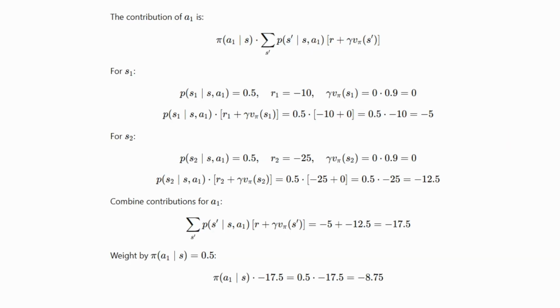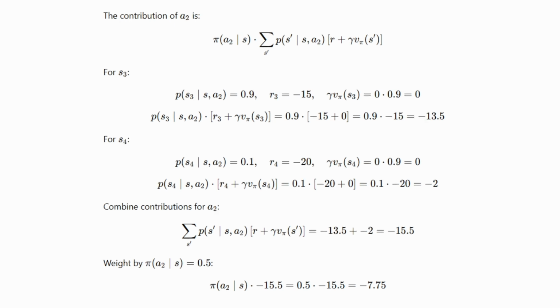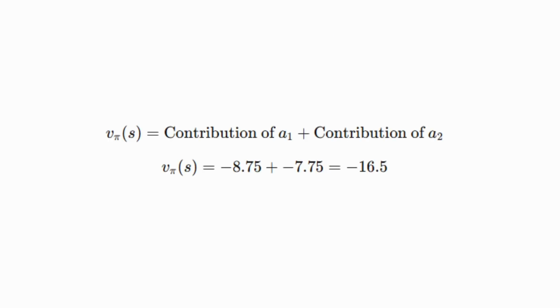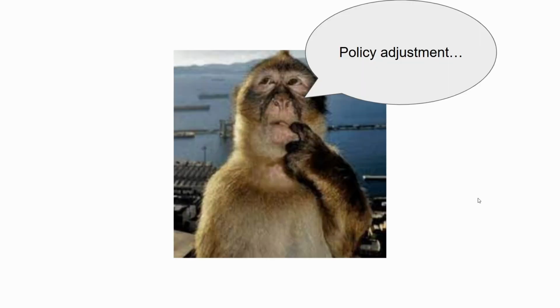With this information, we can calculate the contribution for action 1 and weight it by the policy to get the contribution of negative 8.75. Do the same for action 2, and we get the contribution of negative 7.75. After we attain the weighted contributions, we can simply add them to get our final value of state S, which is negative 16.5. So now you might be thinking, this is cool, but where is the learning actually happening? This is where we would introduce a policy adjustment.